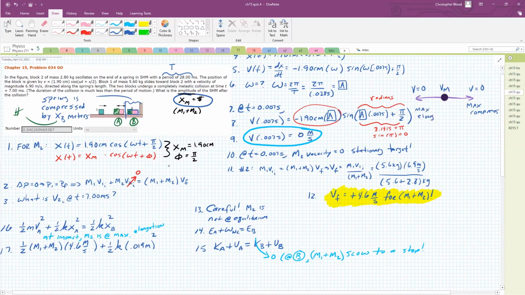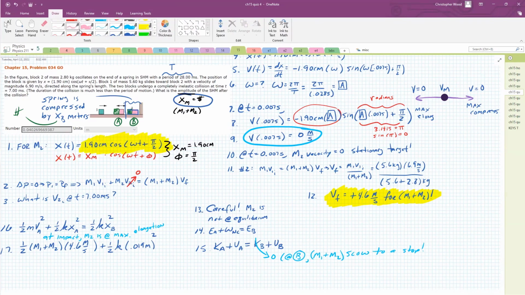So that's why I'm going all the way back to step one. Step one is saying, hey, the position as a function of time is given right here. So what is the maximum position mass 2 can have? The answer is 1.9 centimeters with my numbers. 1.9 centimeters is the amplitude. This is x sub m. So that's where this number comes from.